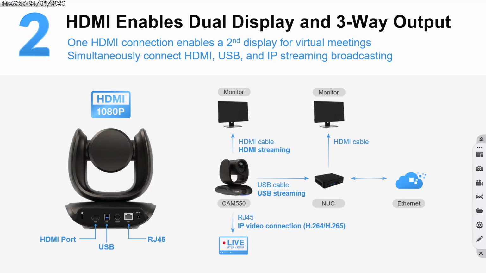Also, because it offers an HDMI port alongside the USB and RJ45 ports, you can see on the slide, the CAM550 can connect with a USB cable to your NUC, laptop or PC to show one screen. Another one, we can connect with an HDMI cable to another monitor to show another screen. And the third one, we can use the Ethernet port with an RJ45 cable to do IP streaming, so it can offer three-way output at the same time.